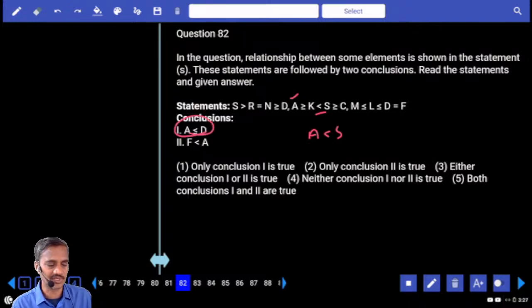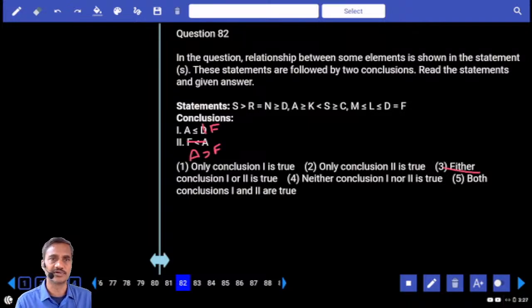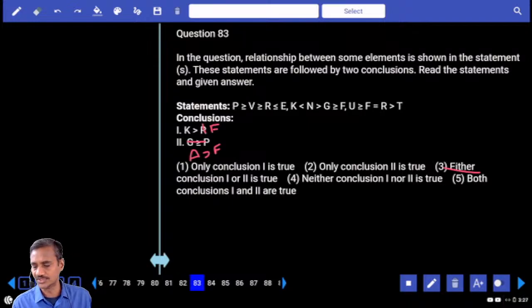Then come to the next one, F and A. Now in this F and A, if you observe here, D equals F. As D equals F, in the place of D we can take it as F. That is A less than or equals to D, F, and A greater than F. Now between A and F there are two opposite symbols, hence less than or equals to and greater than. It is the case of either or. Then 82 choice 3. Then 83.